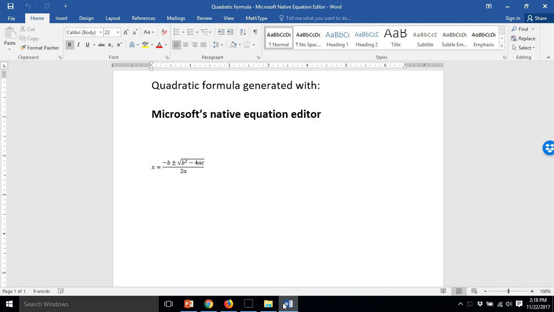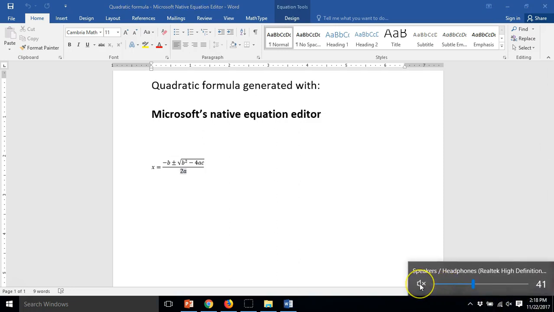Microsoft's Native Equation Editor equals minus plus or minus 2 minus 4 2. Run. No speak. Mute. Okay, I muted him. So you could see that is not what was up there.